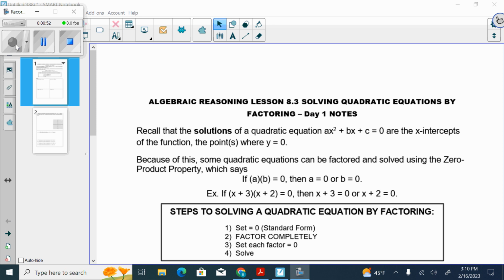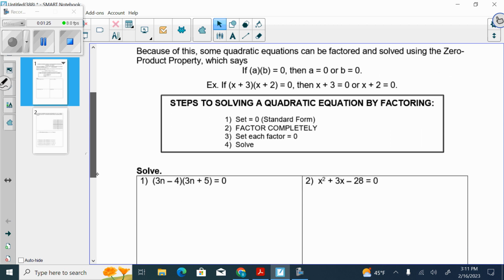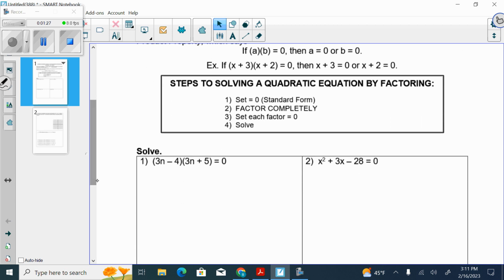So it gives us a list of steps here for how to do that. Solutions are the same thing as x-intercepts, is what it says here. So remember, all those words mean the same thing. We can factor a quadratic equation by setting it equal to 0. So it has to look like this. If there's anything on the other side, we got to move it over first. Factor it just like always. Then take your factors and set them equal to 0 and solve. So let's take a look at what exactly that would look like.